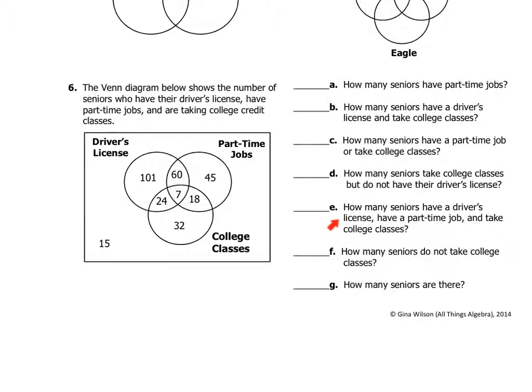E, how many seniors have driver's license, have a part-time job, and have college classes? All 3. How many of them are doing all 3? Letter F, how many seniors do not take college classes? And again, guys, don't forget about including that 15 seniors that aren't doing any of these. They might be included with F. And G, how many seniors are there? Take your time before flipping to the next page.